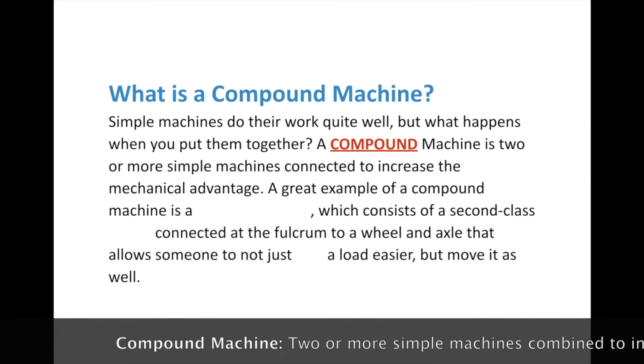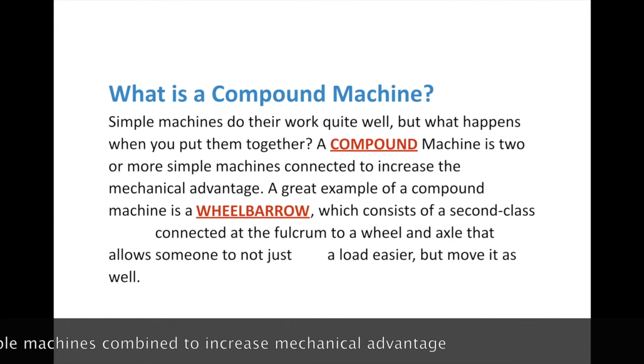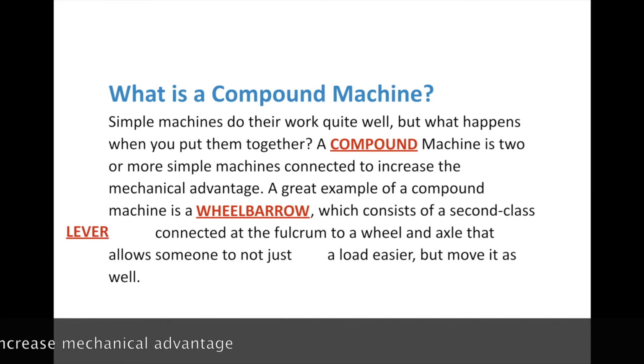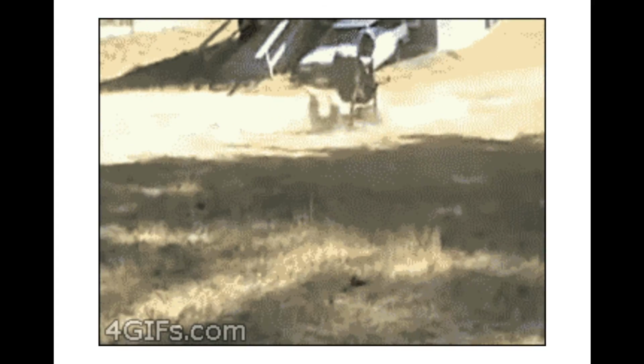A great example of a compound machine that's relatively simple is something from the last lesson, a wheelbarrow, when you think about it. You have a second-class lever, okay, which you have the fulcrum that pivots on the end, and what you do is, on that fulcrum where it pivots, you put a wheel and axle. Then what that does, it allows someone to do a lot of stuff with it. You don't just lift the load, but you can also move it. Okay, so it allows you to do things like this, but just don't try this at home.